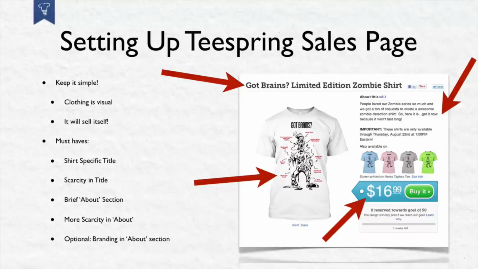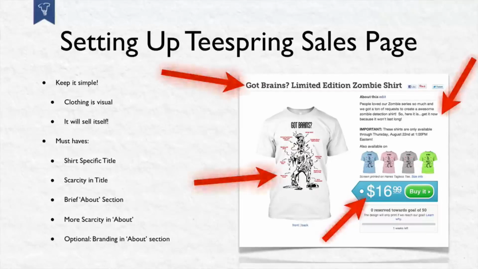And then I put in there, bold and big, important: these shirts are only available through Thursday, August 22nd at 1 p.m. Eastern. So at 1 p.m. Eastern on August 22nd, these are gone forever. And so that adds to the scarcity. You'll also notice that I have different colors down there, and that's more of an advanced option, so I'll show you how to do that when we get into the advanced training.